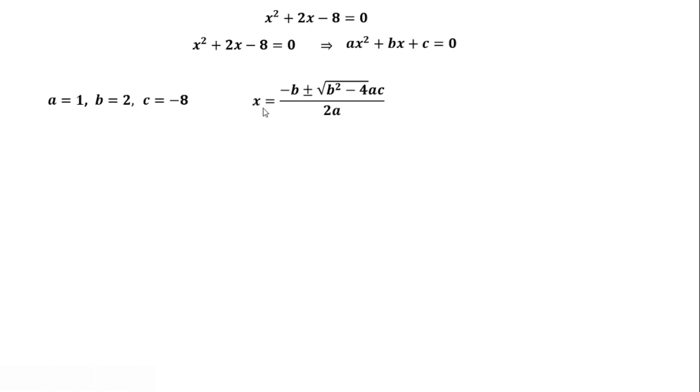So I said earlier that a is 1, we have 1x squared. b is 2, we have 2x. And then c is negative 8. So we are going to substitute these values into our formula to get the roots of the equation. I hope you are following it.